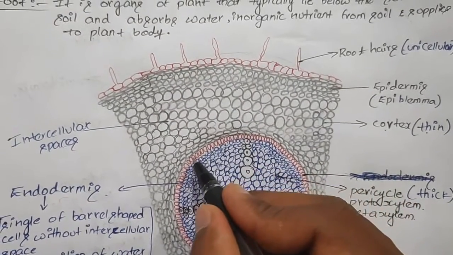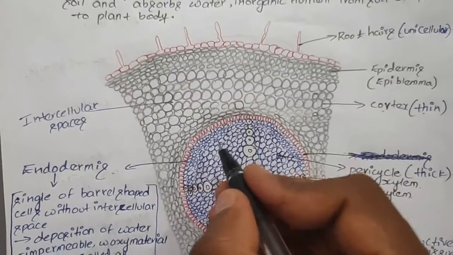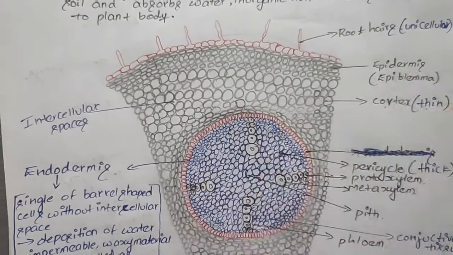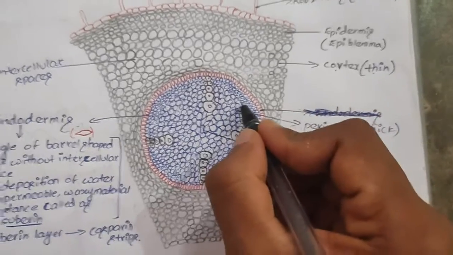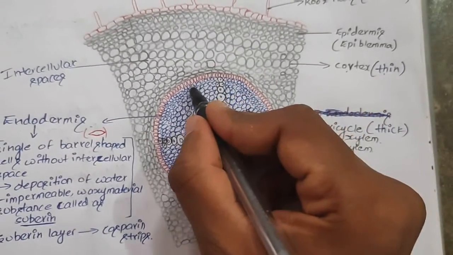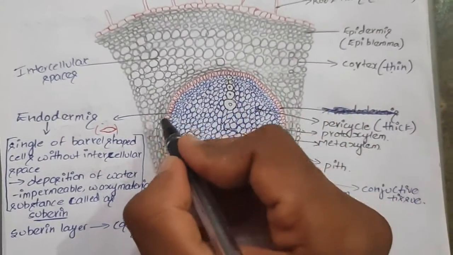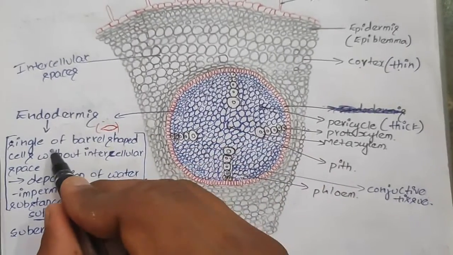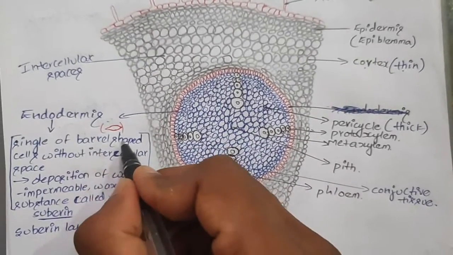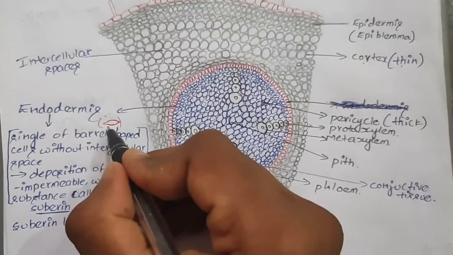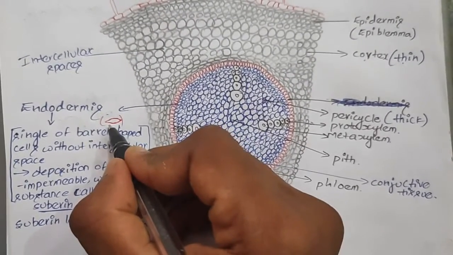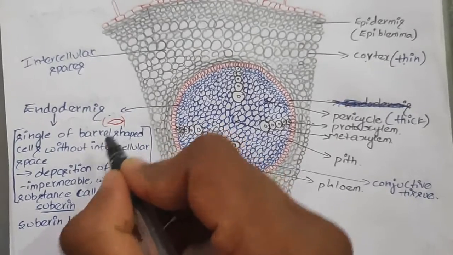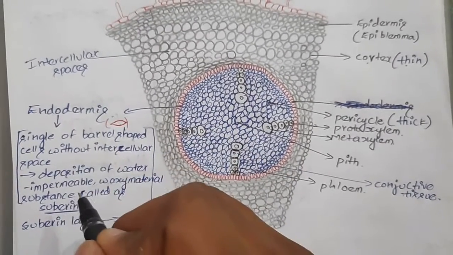The layer which is drawn in the red color is the endodermis, the innermost layer of the cortex region. This endodermis consists of a single layer of barrel-shaped cells. Barrel-shaped means both the two sides are narrow and the central part is bulged. These cells are known as barrel-shaped cells, without intercellular spaces.